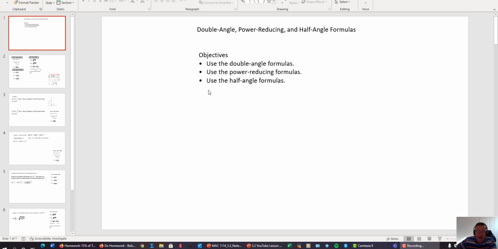Double and half angle formulas are used in calculus to make integration easier and also to find some of those angles that are not nice friendly unit circle angles. And the power reducing formulas are also used to simplify calculations necessary to solve a given expression.